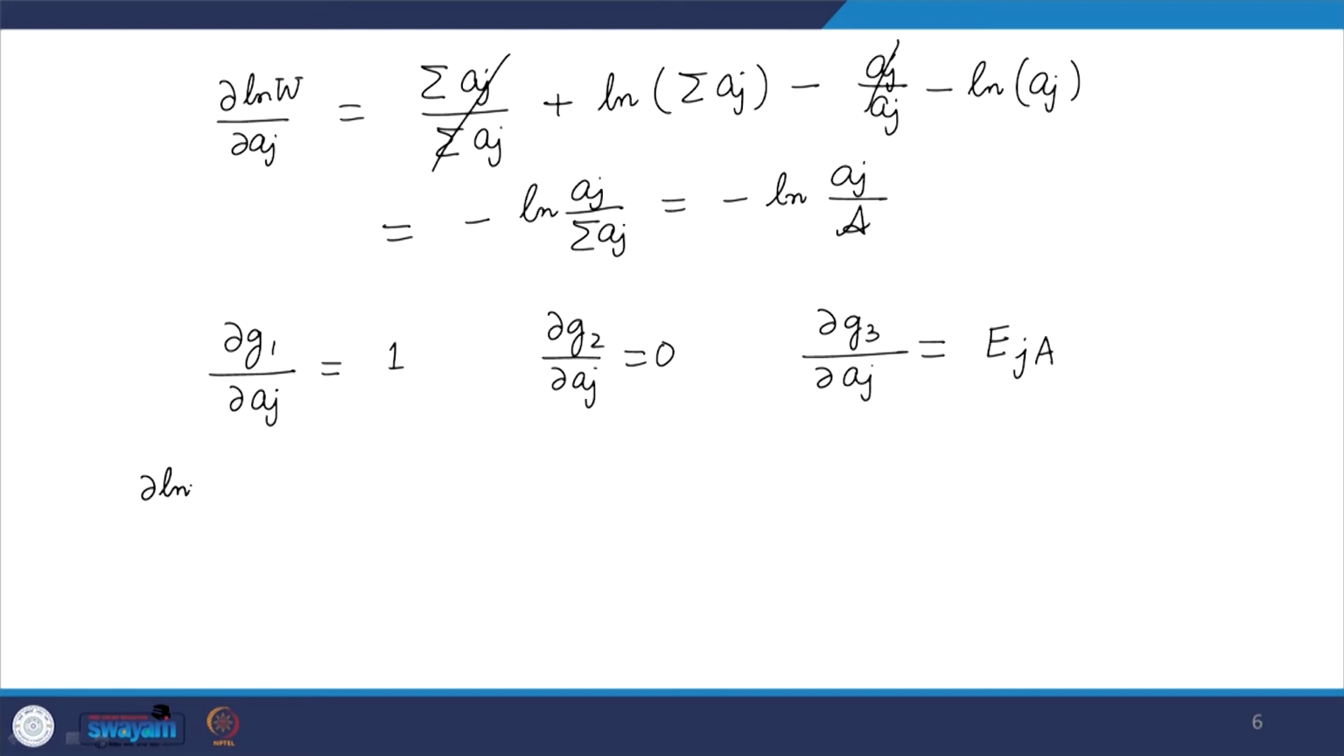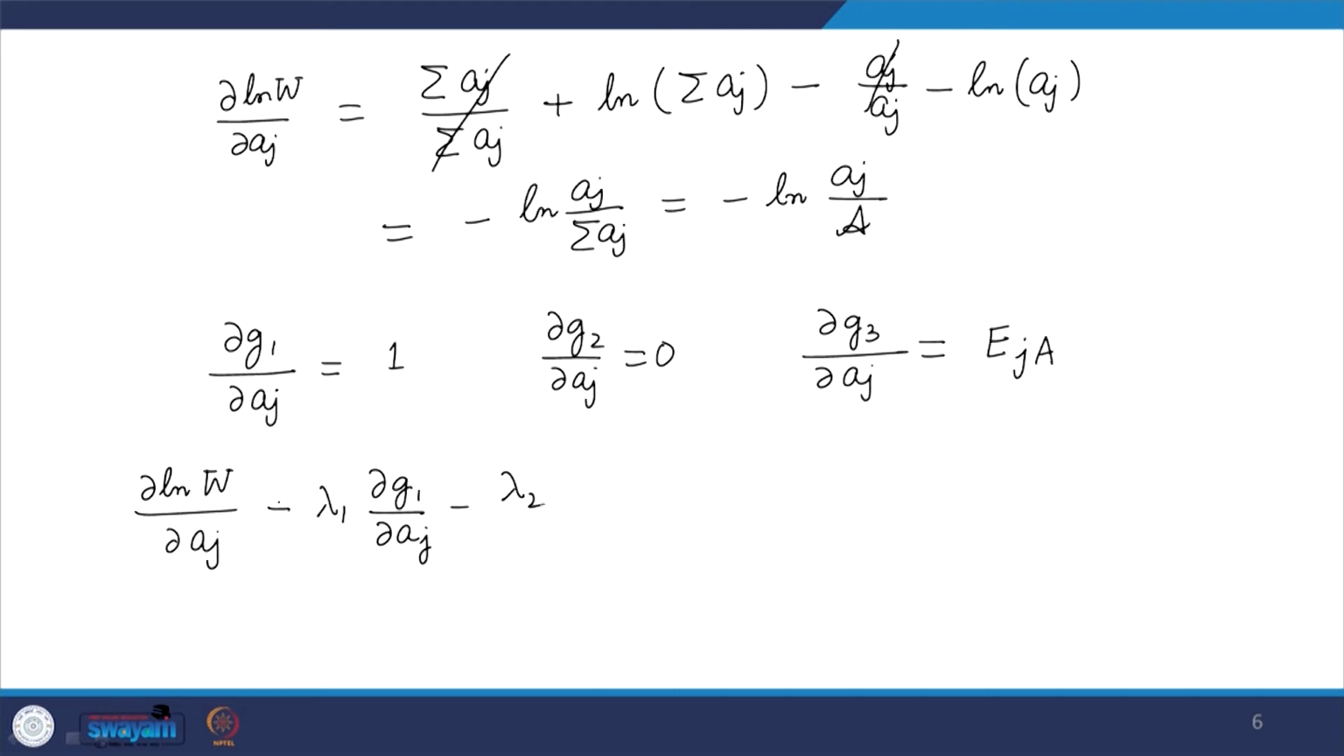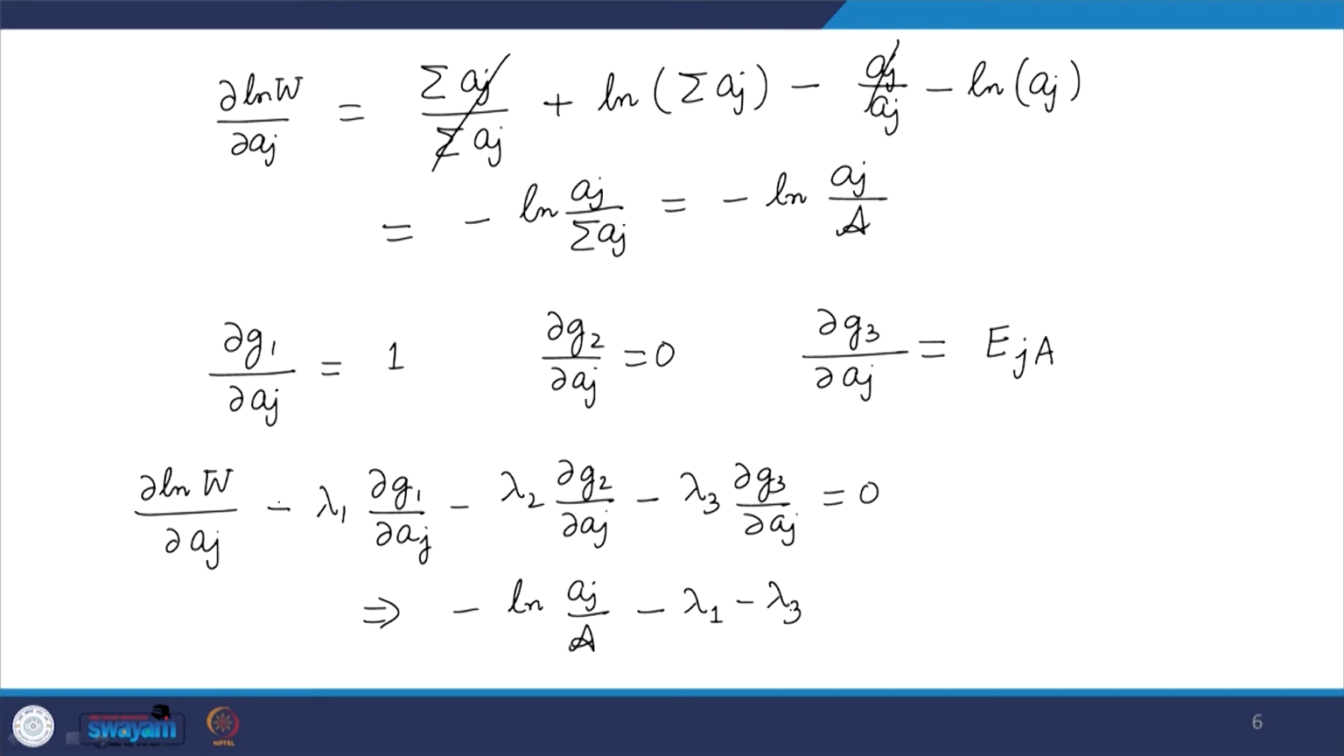So, therefore, I can write the maximization problem: ∂ln W/∂Aj minus λ1 ∂G1/∂Aj minus λ2 ∂G2/∂Aj minus λ3 ∂G3/∂Aj is equal to 0, as minus of ln(Aj/A) minus λ1, and we will have 0 in the second term, minus λ3 Eja, which gives me Aj is equal to A exponential minus λ1 minus λ3 Eja.